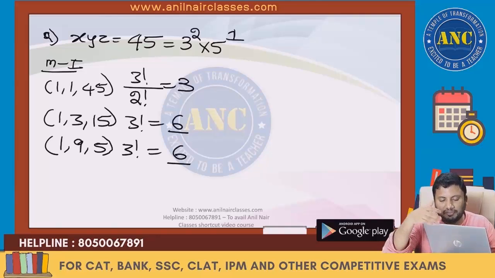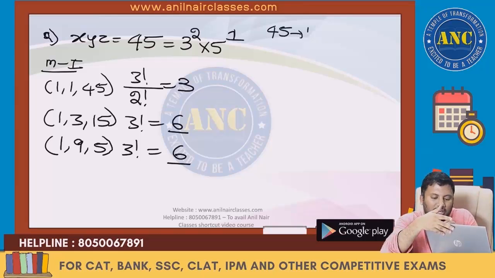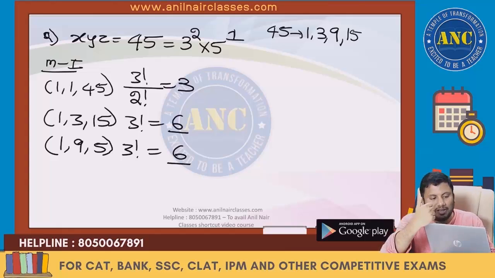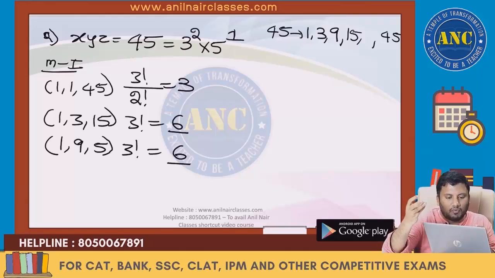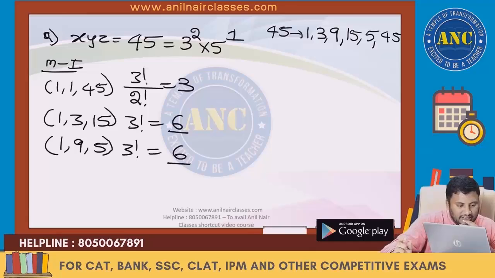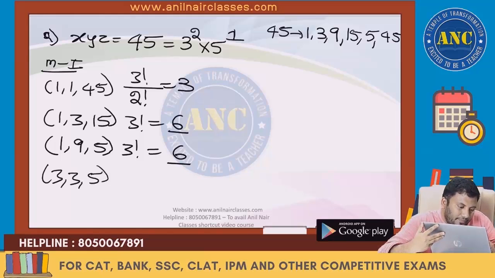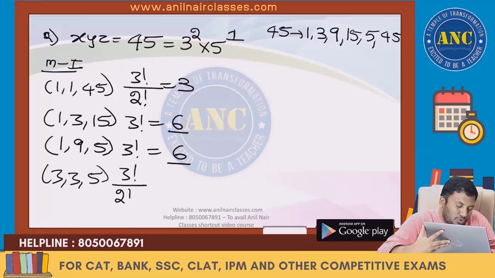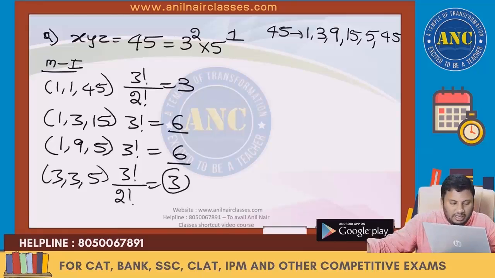What are the factors of 45? 45 factors are 1, 3, 9, 15, 3 into 2, 6 factors we should get, and 45. And what is the other factor that is missing? 1, 3 power 0, 3 power 1, 3 power 2, 5 power 0, 5 power 1. So all the cases are taken. 1 is taken, 3 is taken, 9 is taken. Next case, 3, 3, 5. 3 factorial divided by 2 factorial, which is nothing but 3 cases.